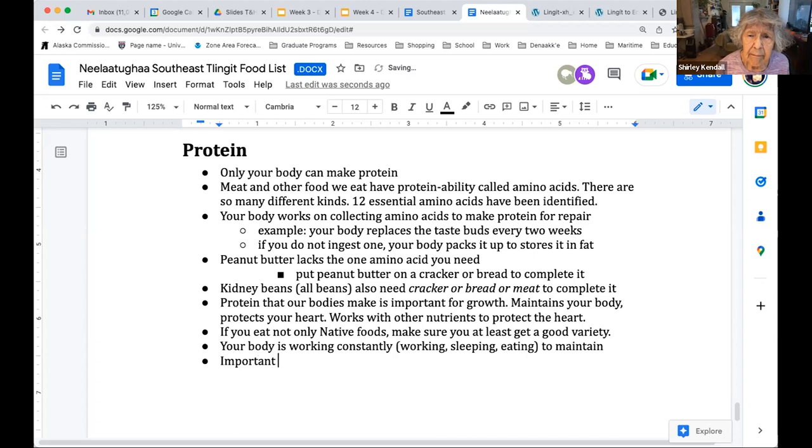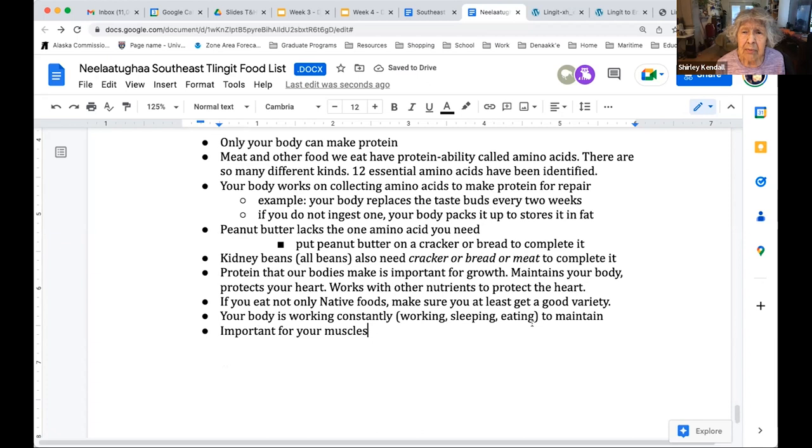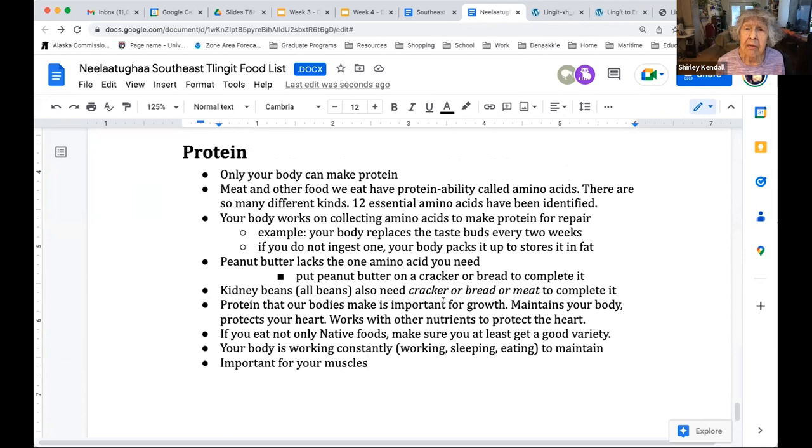And I don't think we really lacked the 12 essential amino acids to make the right protein, because we just didn't have that much fat. And probably that tells everybody about all the hard work we have to do to put up the food for the winter. So that's protein.